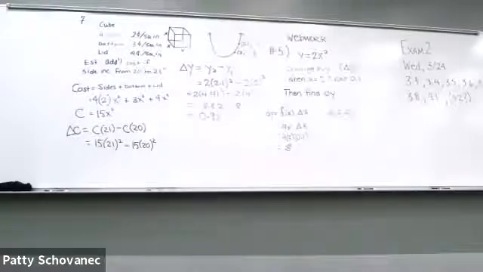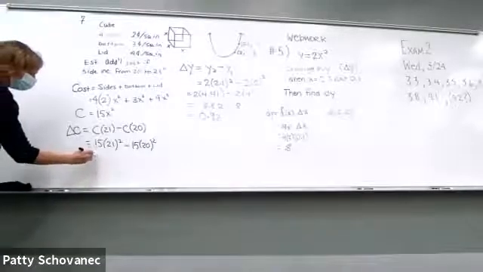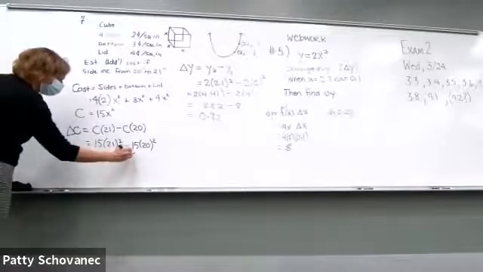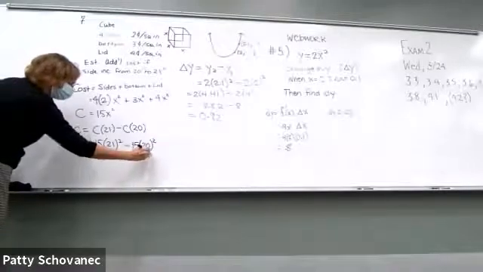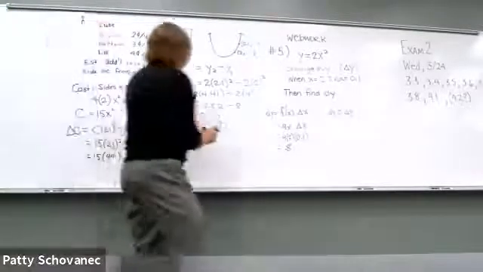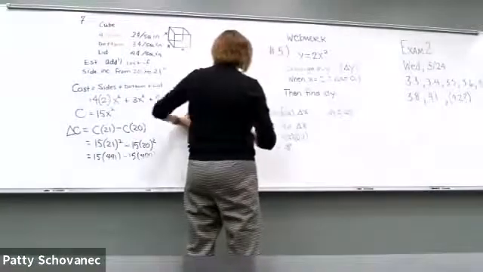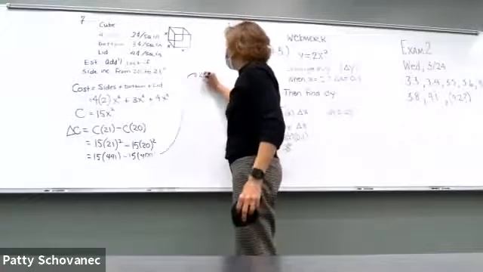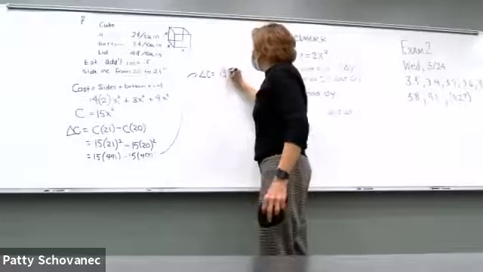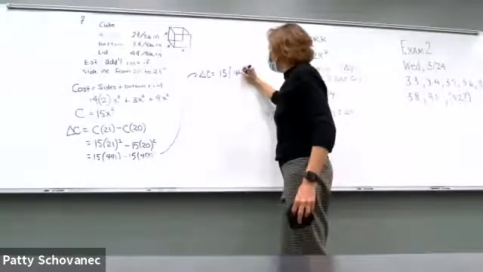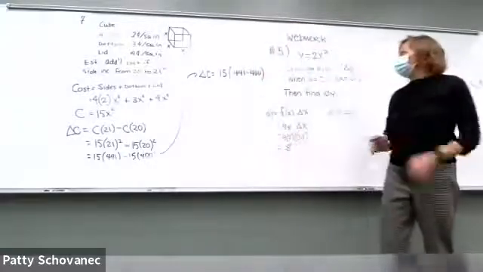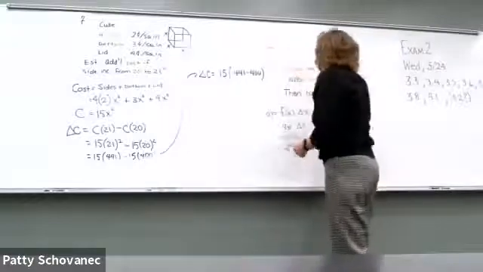Okay, okay. So I've squared 21 already. That was 441. So I've got 15 times 441 minus 15 times 400. It might be easier for me to calculate this if I factor out 15. So I'm going to do that. Factor out the 15, do the subtraction first and then the multiplying. So we're going to multiply 15 with 41.